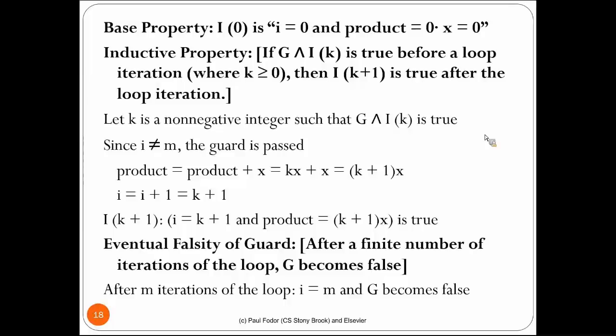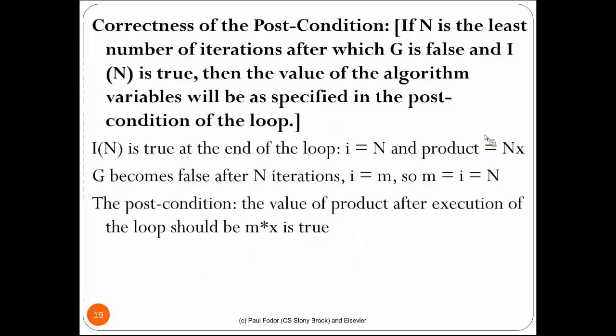Next, we have to prove the eventual falsity of the guard. So after a finite number of steps, the guard should become false. And we know actually how many steps those are. After exactly m iterations, the variable I will be equal with m, and the guard becomes false. This proves that the invariant is correct, and now we can use the invariant to prove that, for this invariant being correct, the post condition is also correct. So let's consider n as the least number of iterations after which the guard becomes false. I of n is true at that point, and from I of n true, we can infer that the variables of the algorithm also satisfy the post condition of the loop.